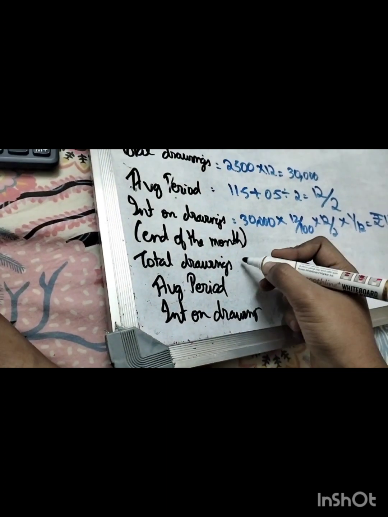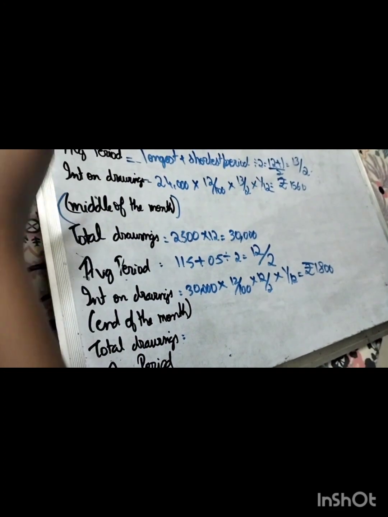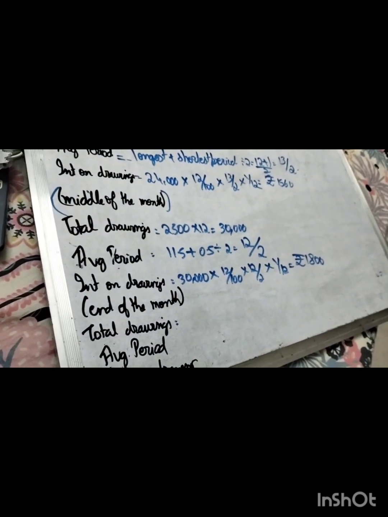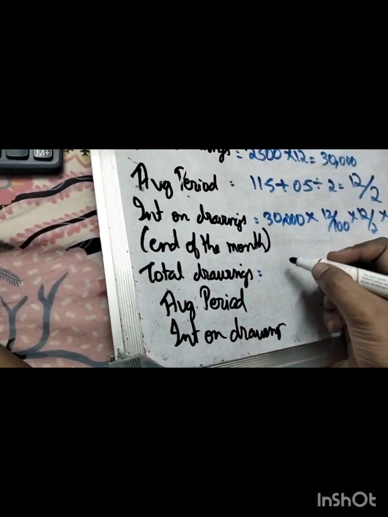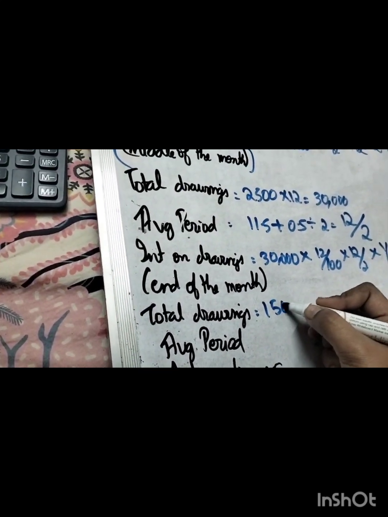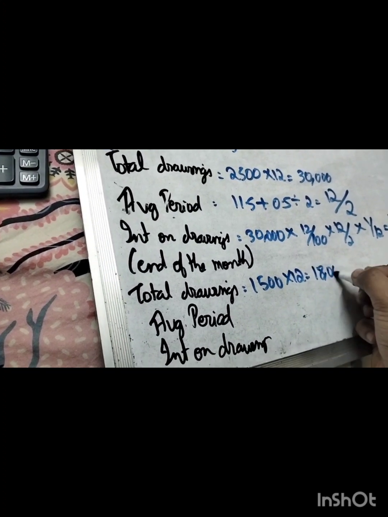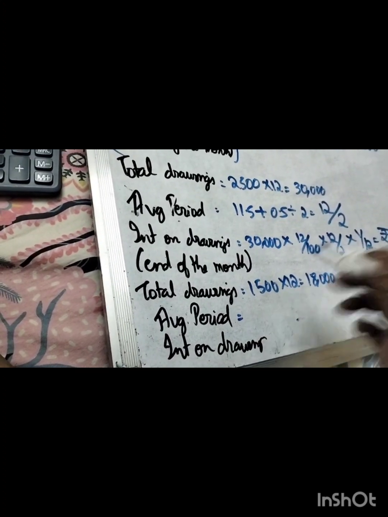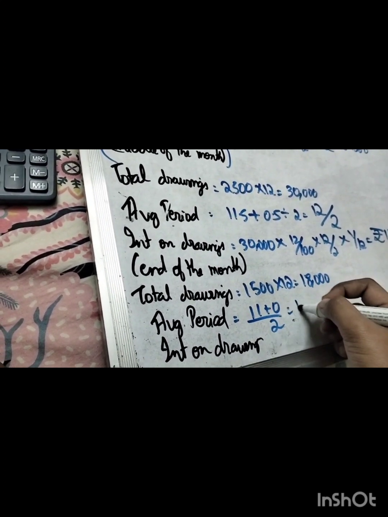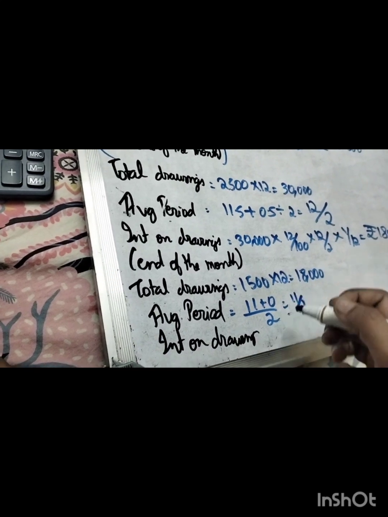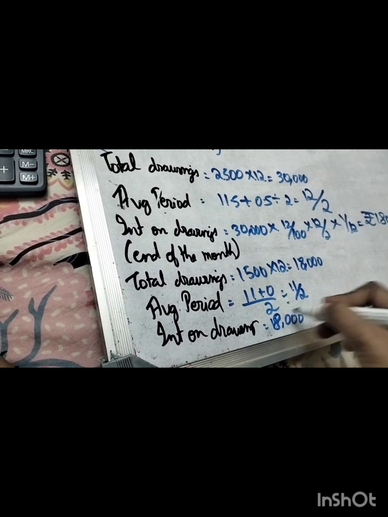Next is the end of each month. Let's read the question again. End of each month, Prakash rupees 1,500 on the last date of every month. So 1,500 into 12, so that's going to be 18,000. You reduce because it's yearly. 11 plus 0 divided by 2, 11 by 2. Calculation, the total drawings is 18,000.